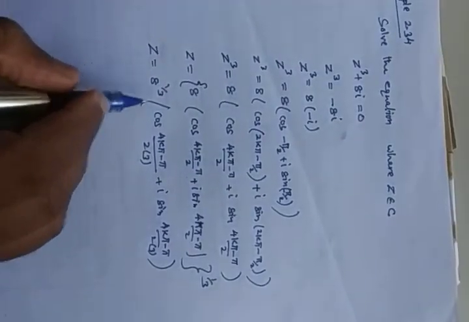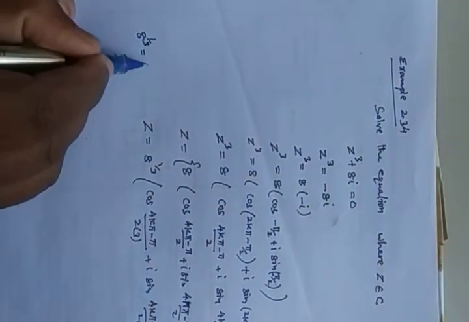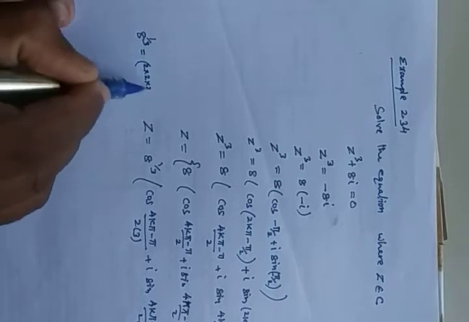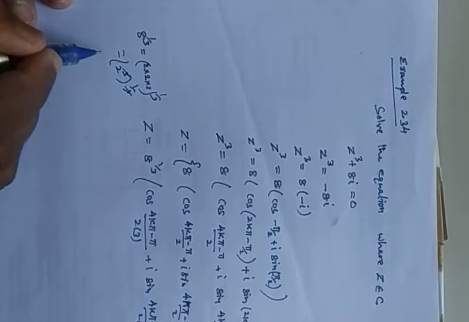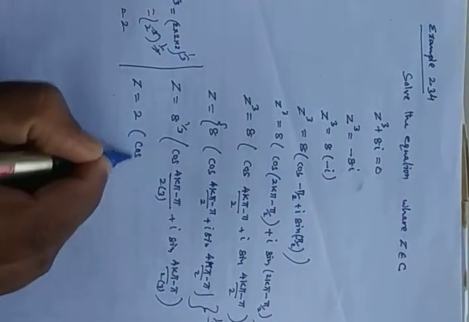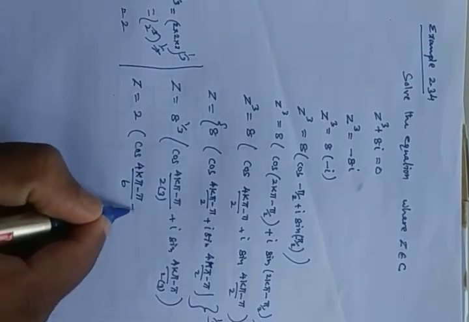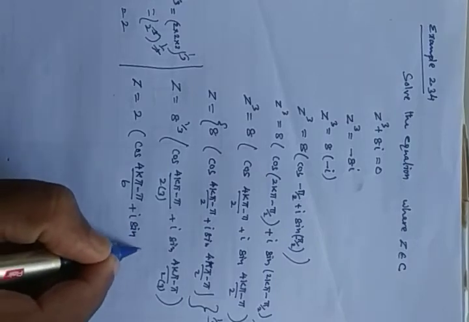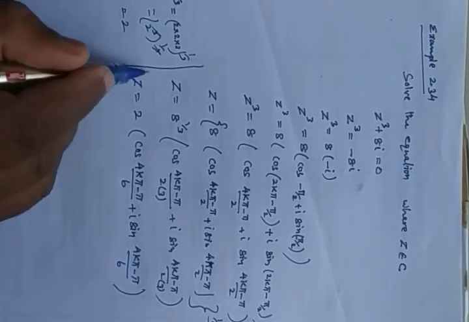As you know, how can you write 8? I am writing 8 power 1 by 3. 8 is nothing but 2 twos are 4, 4 twos are 8, so the power is 1 by 3 now. So that is 2 cube the whole power 1 by 3. So this 3 cancels, and 8 power 1 by 3 value we are getting is 2. So we can apply that here. So we are getting z equals 2 into cos of (4k pi minus pi) by 2 threes are 6, plus i sin of (4k pi minus pi) by 6 will come. So this is the value of z.